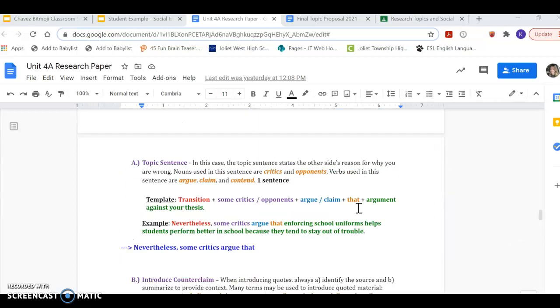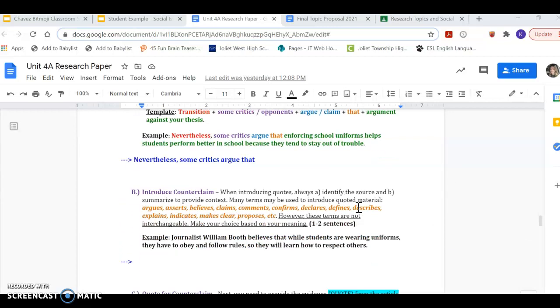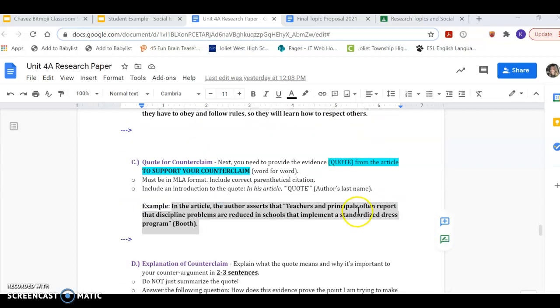It's easier to skip over the topic sentence and the introduction to claim and scroll right to letter C, the quote for your counterclaim. Because once you have your quote, which is the foundation of your paragraph, it's easier to fill in the other pieces of the paragraph.